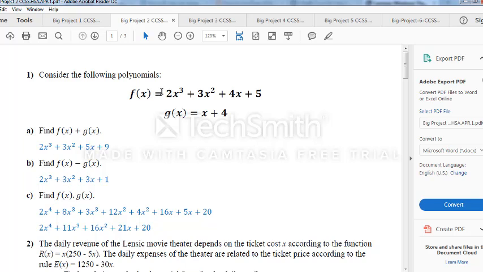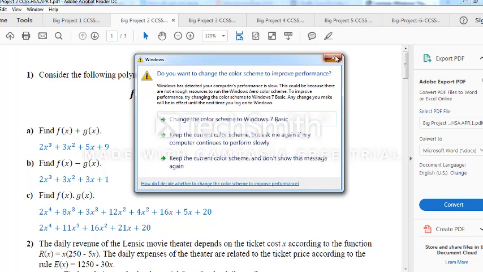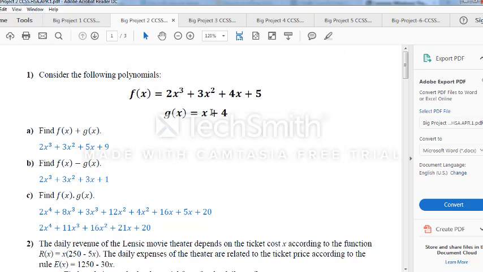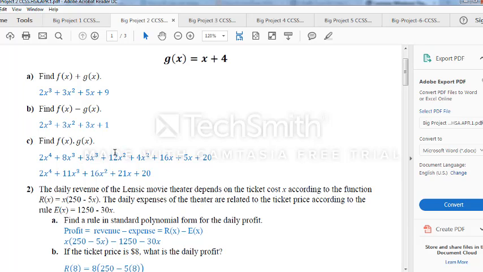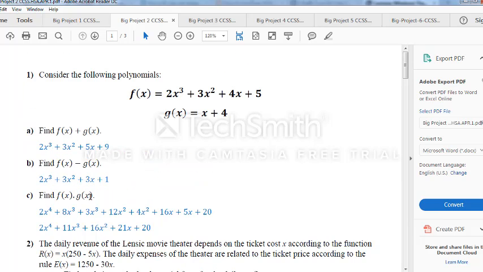So as you can see here, f of x equals 2x to the power of 3 plus 3x to the power of 2 plus 4x plus 5, and g of x is x times 4, x plus 4. And then after that you can find the answer.